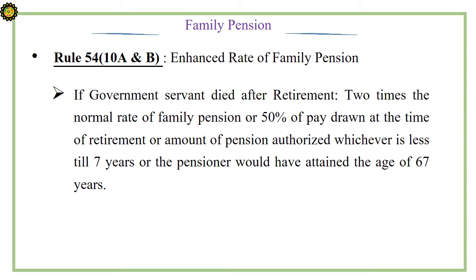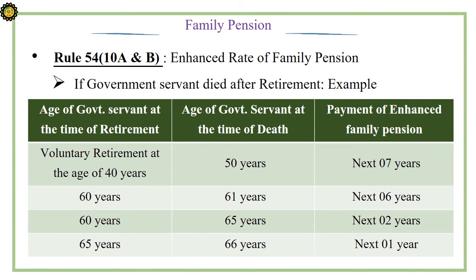If a government servant died after retirement, 2 times the normal rate of family pension or 50% of pay drawn at the time of retirement or amount of pension authorized, whichever is less, till 7 years, or the pensioner would have attained the age of 67 years. Enhanced rate of family pension. If a government servant died after retirement, then the enhanced rate of family pension is explained as an example.